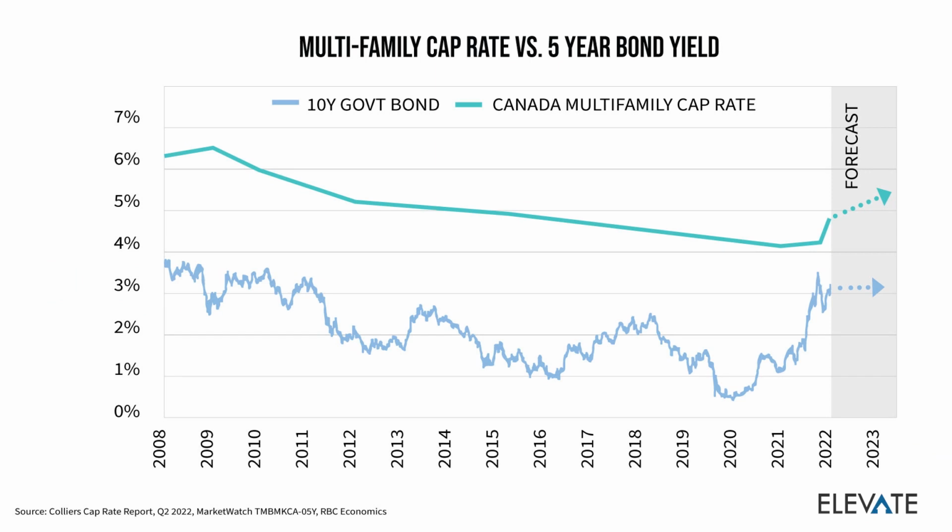And now, most people automatically assume that the spread between the two should be the same throughout. But when you look at history, it actually turns out it isn't. Take a look at this chart that compares 10-year government bond yields with Canada multifamily cap rates since 2008. And as you can see, when bond yields are lower, the gap widens. And when bond yields peak, the gap actually compresses.